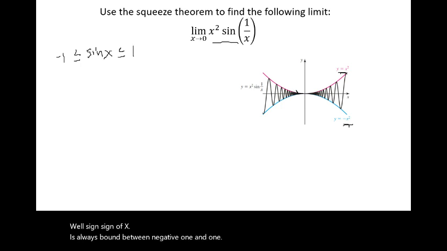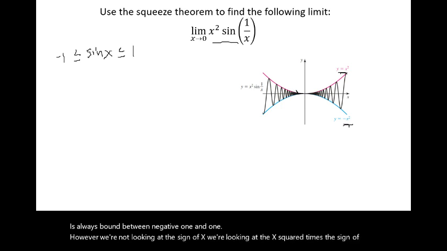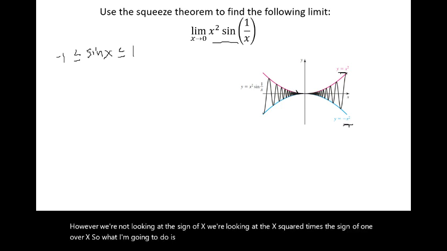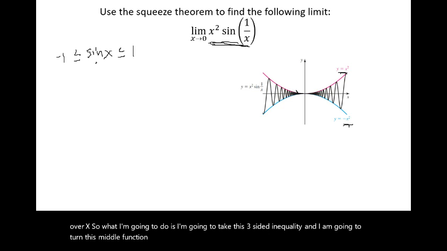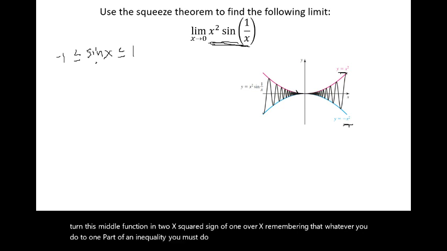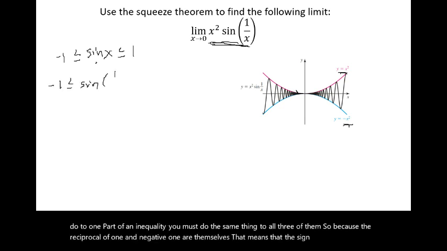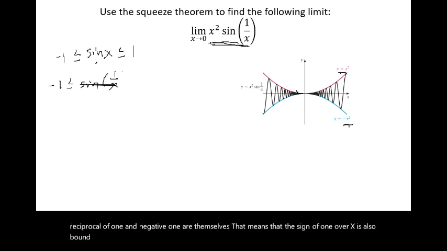However, we're not looking at the sine of x, we're looking at x squared times the sine of 1 over x. So what I'm going to do is take this three-sided inequality and turn this middle function into x squared sine of 1 over x. Remembering that whatever you do to one part of an inequality, you must do the same thing to all three of them. So, because the reciprocal of 1 and -1 are themselves, that means that the sine of 1 over x is also bound between -1 and 1.